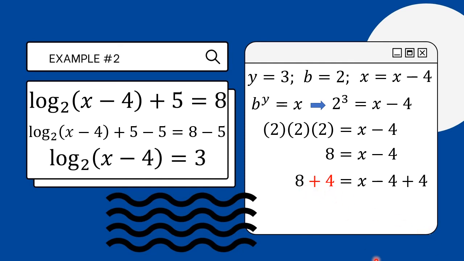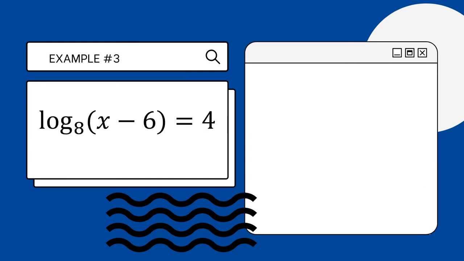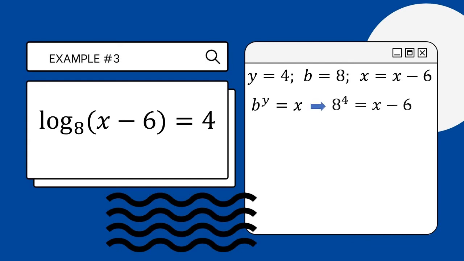Third example, we'll get logarithm of x minus 6 base 8 is equal to 4. Since wala tayong dapat alisin, so we'll move on in finding the value of y, b, and x. Y is 4, b is 8, and x is equal to x minus 6. Let's substitute it using b raised to y is equal to x. We'll get 8 raised to 4 is equal to x minus 6. 8 raised to 4 is equal to 8 times 8 times 8 times 8, which is equal to x minus 6. By simplifying that, we'll get 4,096, which is equal to x minus 6.